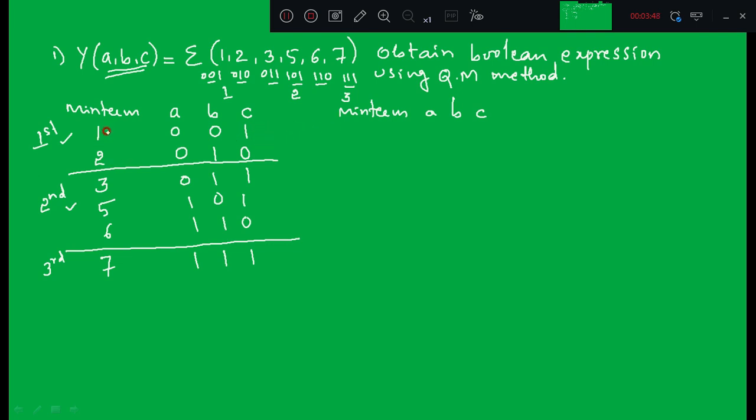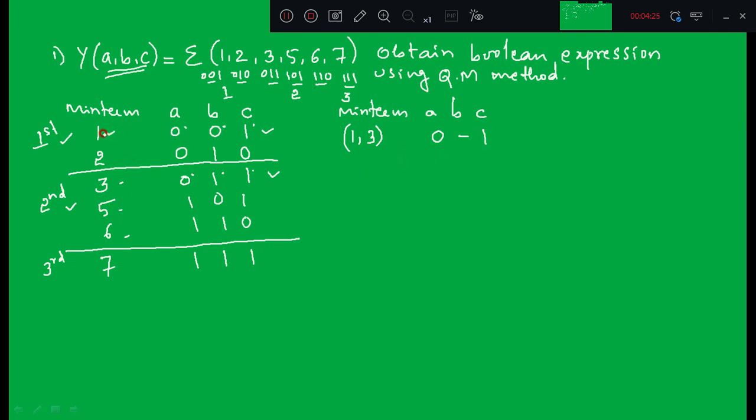You take the first minterm and compare it with 3, 5, and 6. So 001 and 011 differ by only 1 bit. A is 0 here, A is 0 here, B is 0 but B is 1 here. So this bit is differing, and C is 1. So I can write 1, 3 can be compared, with A is 0, B is dash, and C is 1.